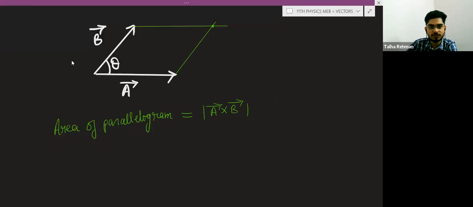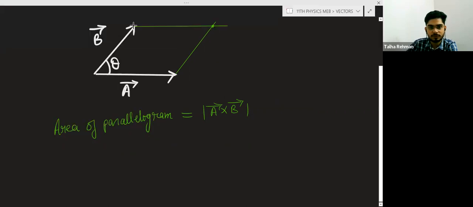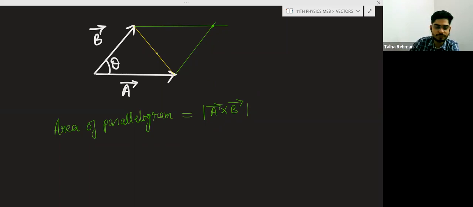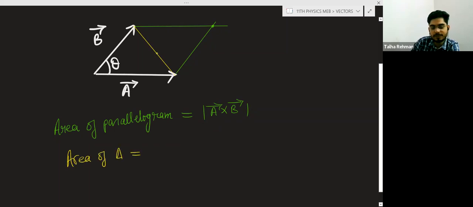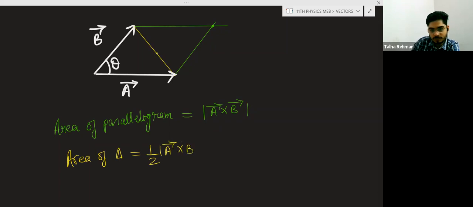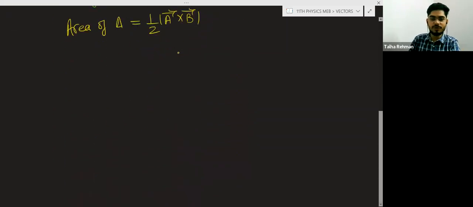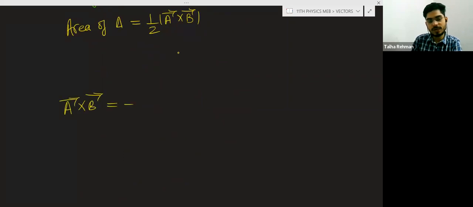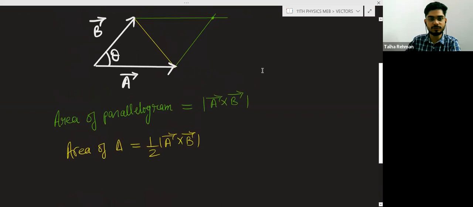Suppose I draw one more line here, from here to here. So you can see these are the two triangles. If you want to find the area of any one of the triangles, the area of triangle will be equal to half of the magnitude of A cross B. Write down this. And I want to ask you why A cross B is equal to minus of B cross A. This question is for you.